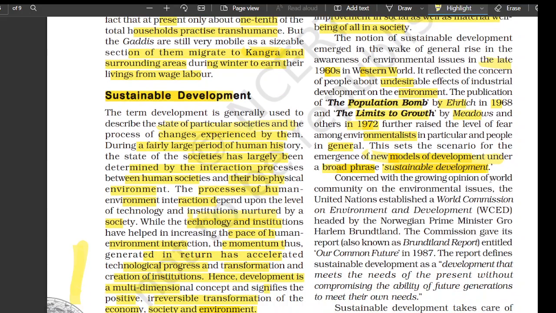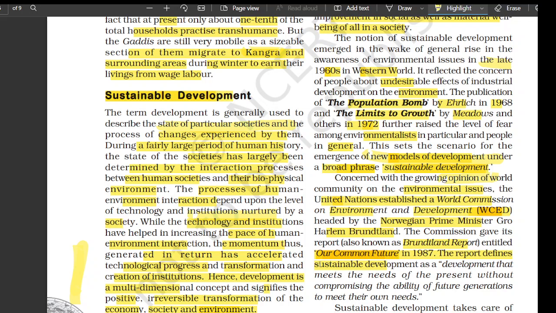Concerned with growing opinion of the world community on environmental issues, the United Nations established a World Commission on Environment and Development (WCED), headed by the Norwegian Prime Minister Gro Harlem Brundtland. The commission gave its report, also known as the Brundtland Report, entitled Our Common Future, in 1987.